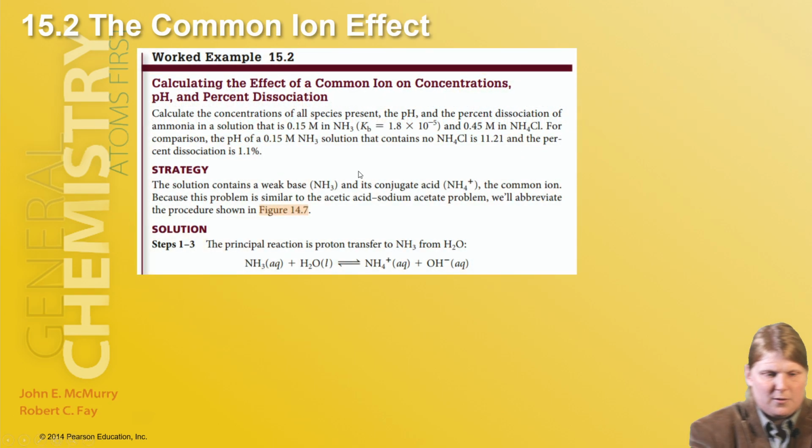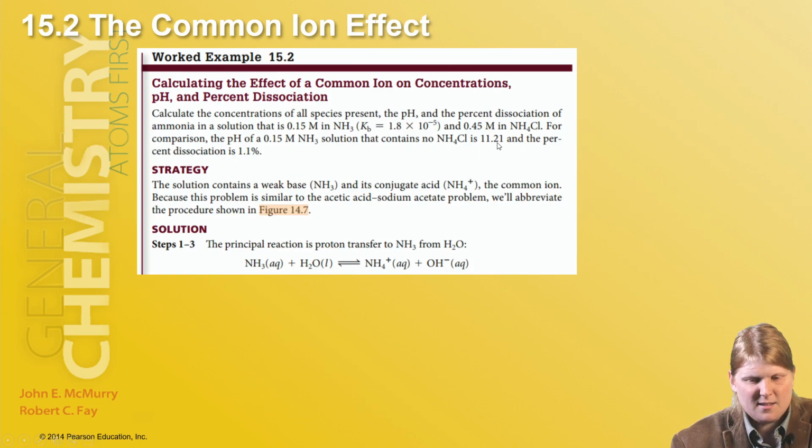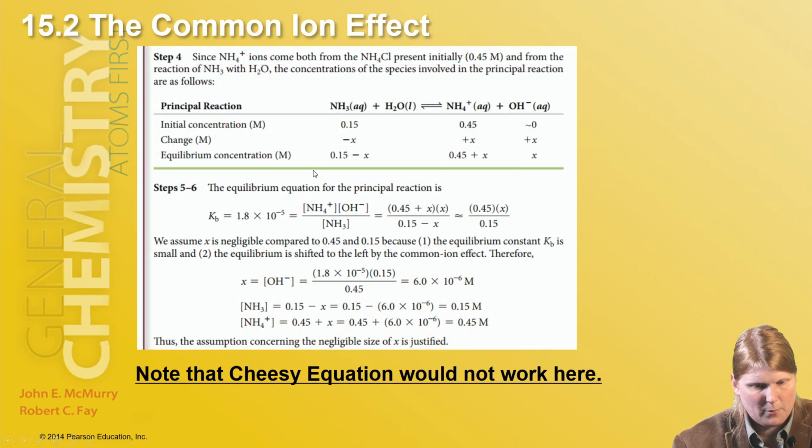So let's look at an example. I think this will kind of help us with this. So they say here that we have this solution, right? They want the percent dissociation in a solution that's 0.15 molar in ammonia and 0.45 molar in ammonium chloride. Now we know the chloride ion doesn't do anything, but the ammonium does something. So we would have to set up an equilibrium setup to do this. They say for comparison, the pH of this solution that contains none of this is 11.21 and the percent dissociation is 1.1. Okay. Now later on we're going to learn an equation that's going to make doing problems like this really quick. But before we do that, we have to look at the basic principle of what's going on.